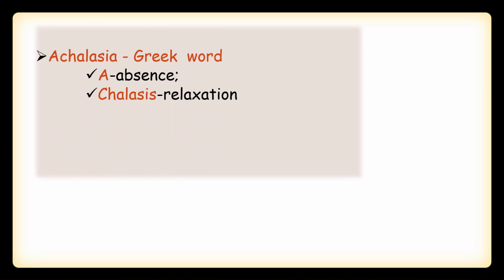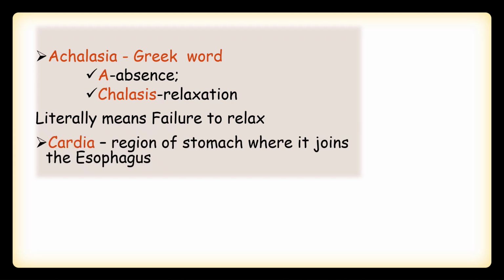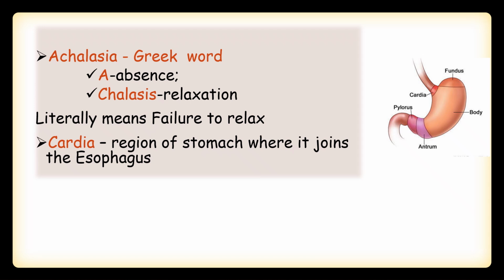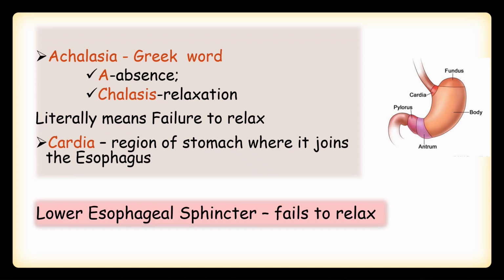First, we will see in detail what is achalasia cardia. Achalasia is a Greek word, where A means absence and chalasis is relaxation. That literally means failure to relax or absence of relaxation. Cardia is the region of the stomach where it joins the esophagus. So in this picture it is very clear that this is the cardia region of the stomach where the lower end of the esophagus comes and joins the stomach. So, the literal meaning of achalasia cardia is nothing but the lower esophageal sphincter fails to relax.